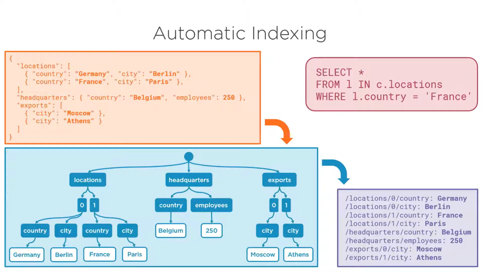So when you run a query like this, it's able to consume that index and immediately zone in on the path to the property that you're looking for and find the document. Now, you can tune this for performance, and if you have very big documents and you don't need them indexed because you're always doing point reads or you're only querying on one or two properties, you can lower the cost of your writes and improve the performance of your writes by defining a custom indexing policy.